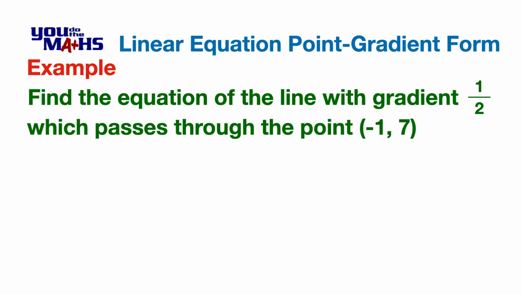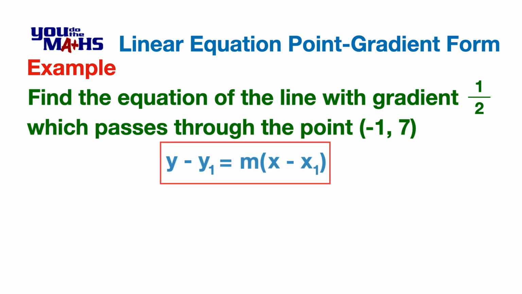In this example, we're trying to find the equation of the line where we know the gradient, which is a half, and we know that it passes through the point negative 1, 7. So in this case, our known point is negative 1, 7, and they represent the x1 and y1 values respectively.